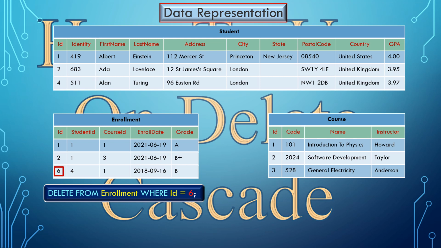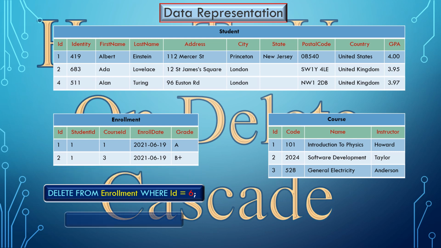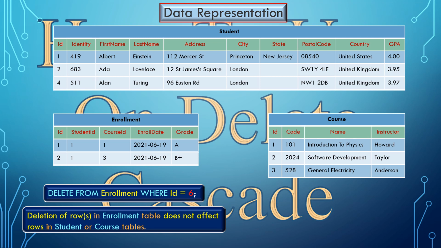Then we will delete a row from the enrollment table. In this case, no rows will be removed from either the student or course tables. This is because we did not include the OnDeleteCascade constraint when creating the student and course tables.